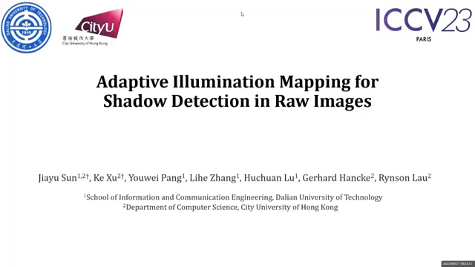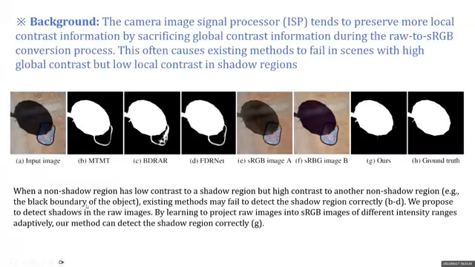Everyone, it's great to be able to present our paper, Adaptive Illumination Mapping for Shadow Detection in Raw Images. We are from the School of Information and Communication Engineering, Dalian University of Technology, and the Department of Computer Science, City University of Hong Kong. Shadow detection methods rely on multi-scale contrasts, especially global contrast, information to locate shadows correctly.